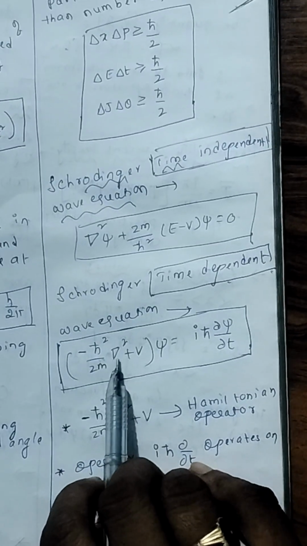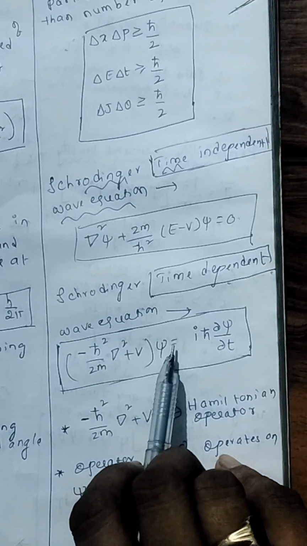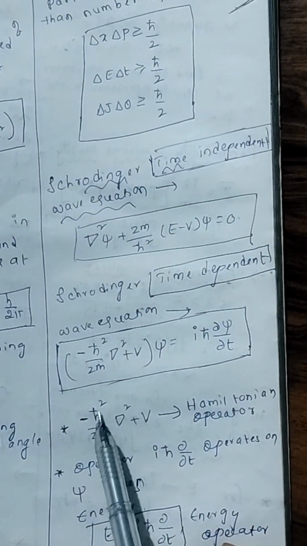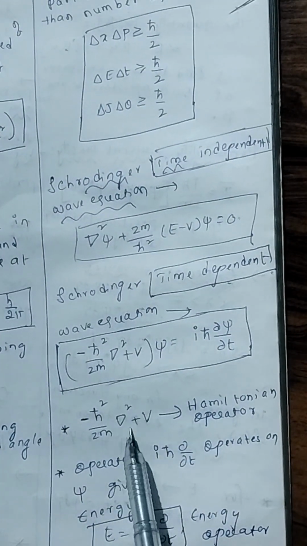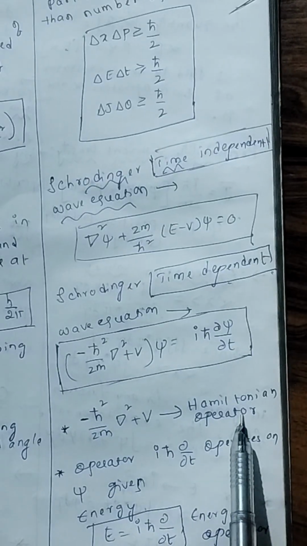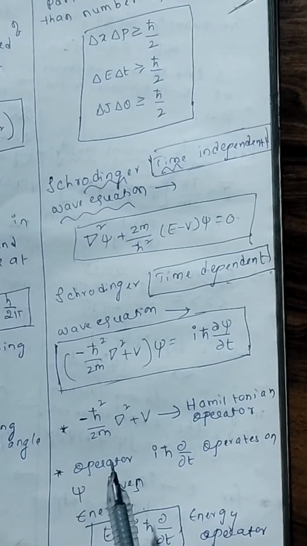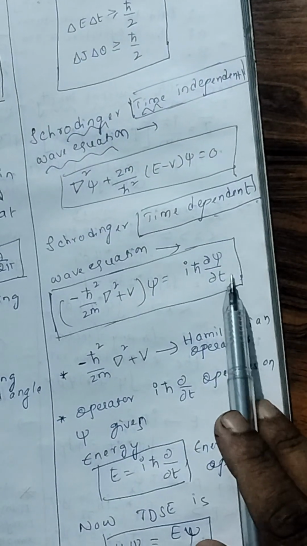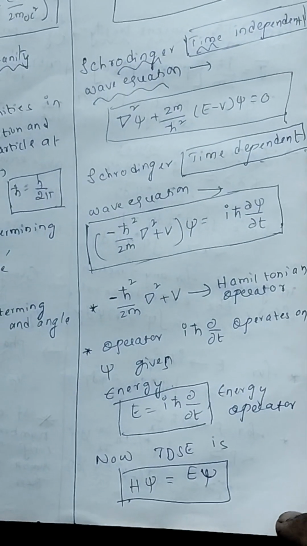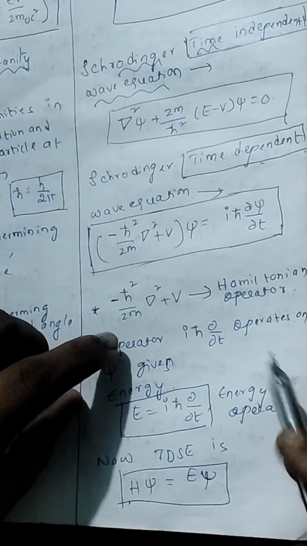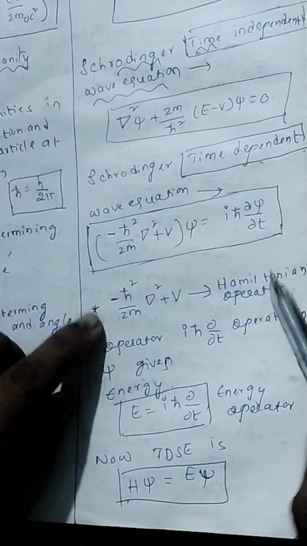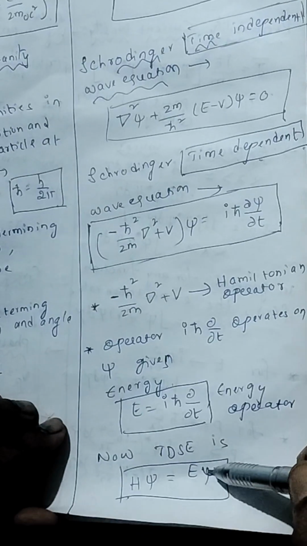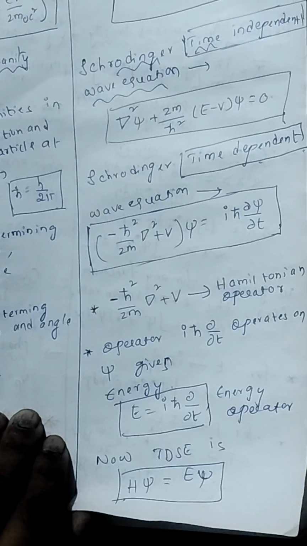minus ħ² by 2m del square plus V into psi equal to iħ ∂psi/∂t. Now here, minus ħ² by 2m del square plus V we call the Hamiltonian operator, and similarly iħ ∂psi/∂t we call the energy operator. If we substitute these both values, H psi equals E psi. So the Hamiltonian operator is equal to the energy operator.